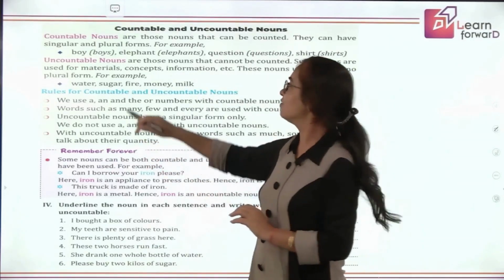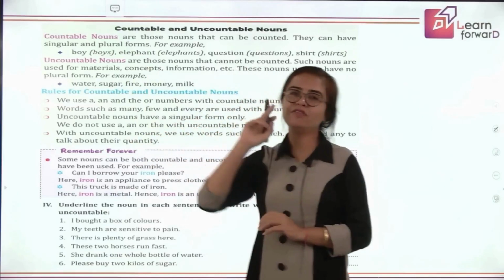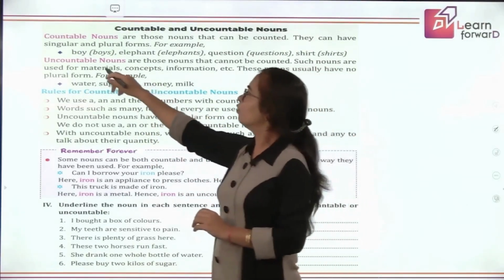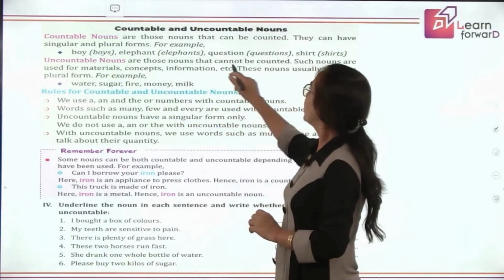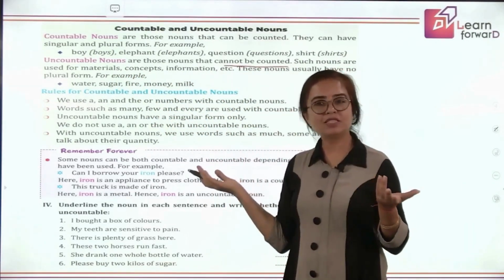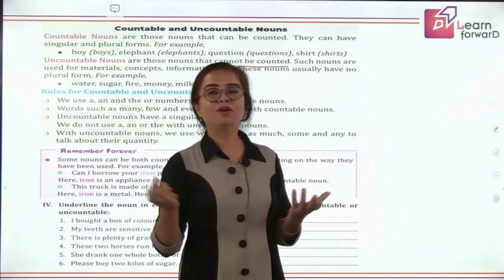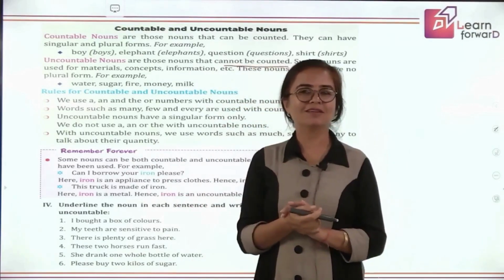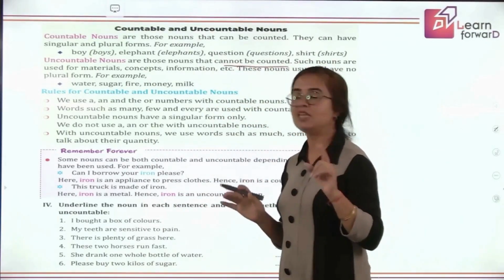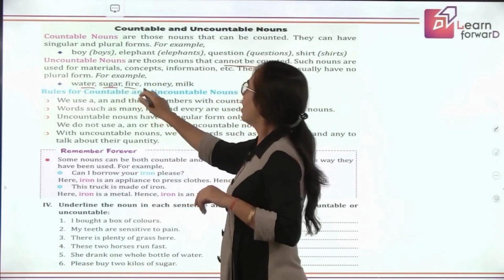So this is why we must know countable and uncountable, to know whether we can have the plural form or not. But uncountable nouns, you cannot count them. And so you cannot make their plural. The plural of milk cannot be milks. The plural of water cannot be waters. Right? So uncountable nouns do not have any plural form, like water, sugar, fire, money, milk.